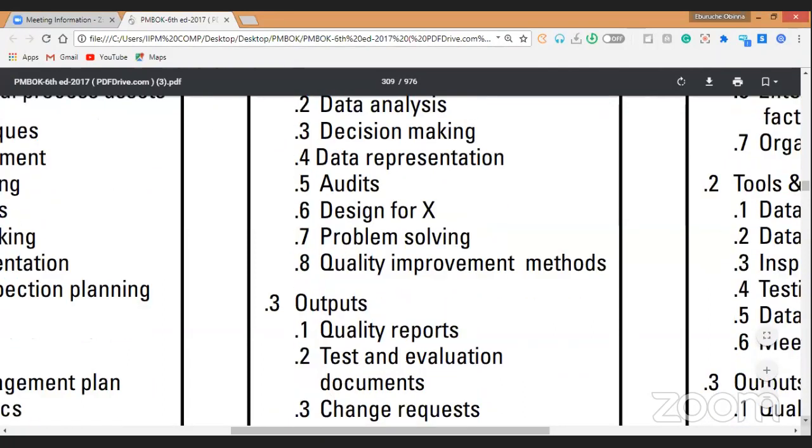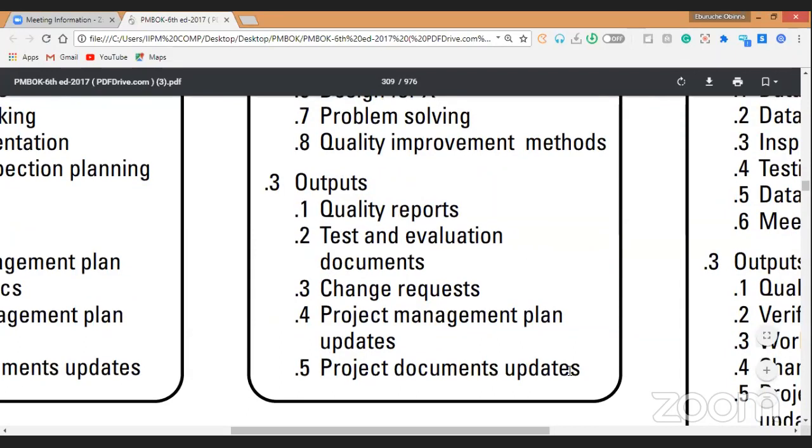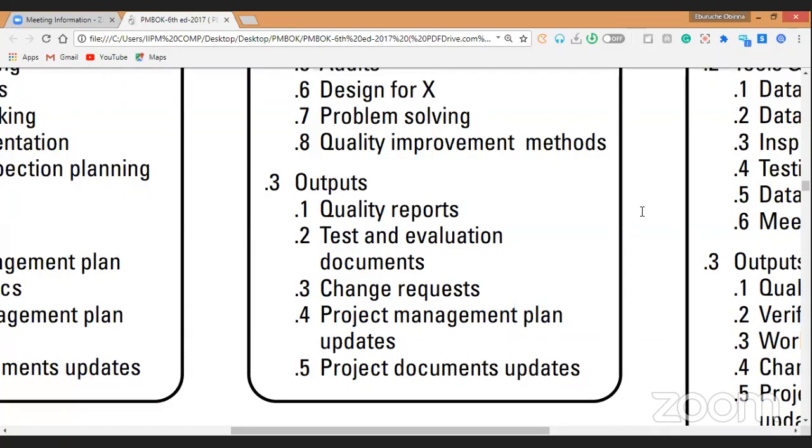Then on the output, we have the quality report, we have test and evaluation, we have change request, project management updates, we have project documents updates. So all of these are outputs from managing quality.